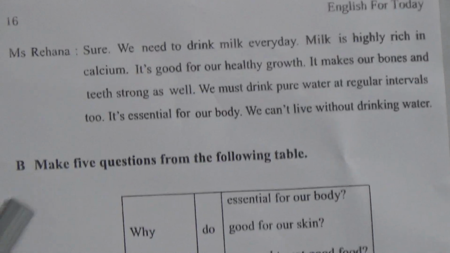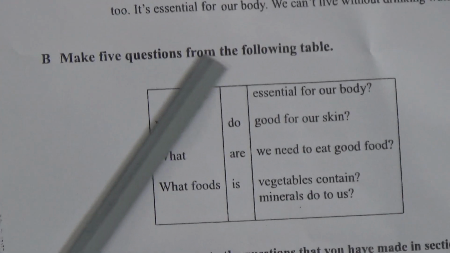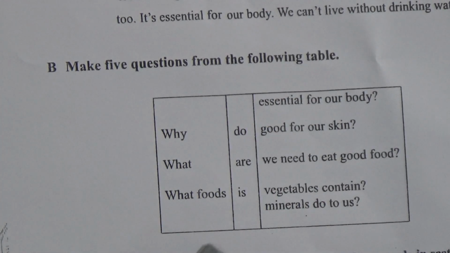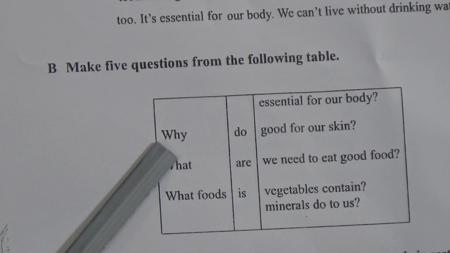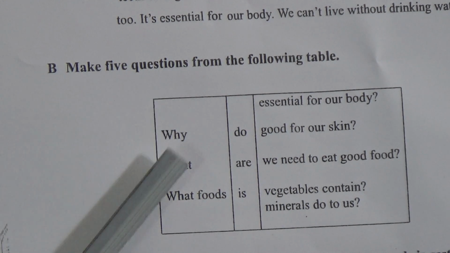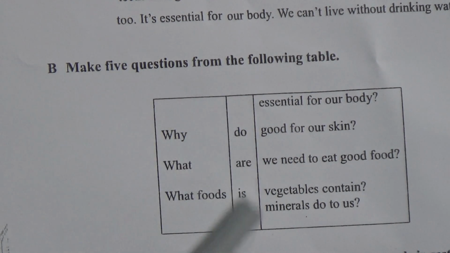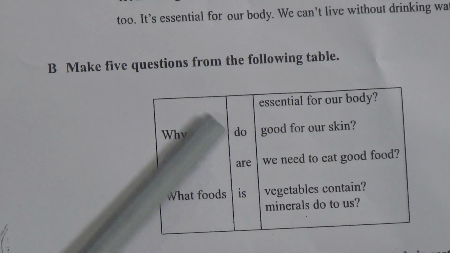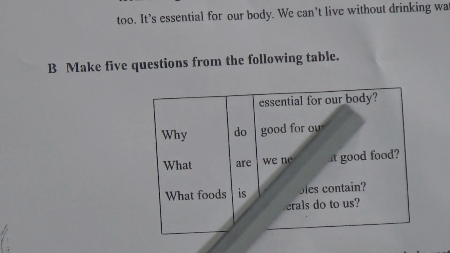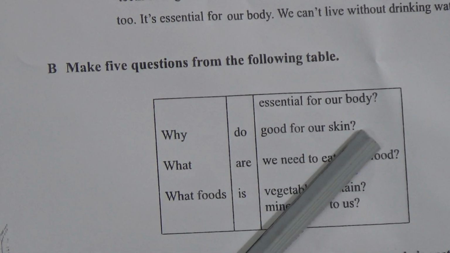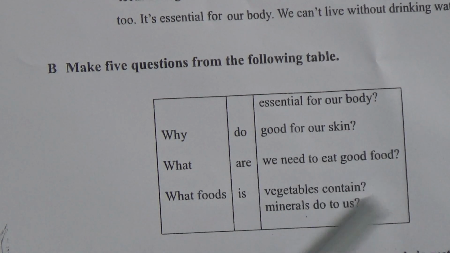Now we will go to section B. Now look, make 5 questions from the following table. Okay, let's do it. Here in the first column are why, what and what foods, then there is a verb do, are, is and now. The object or extension: essential food for our body, good for our skin, we need to eat good food, vegetables contain and minerals do. So, you will make 5 sentences.